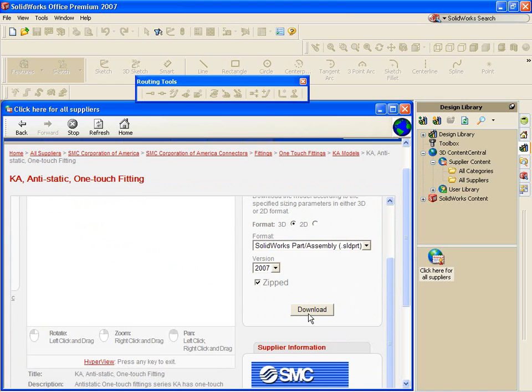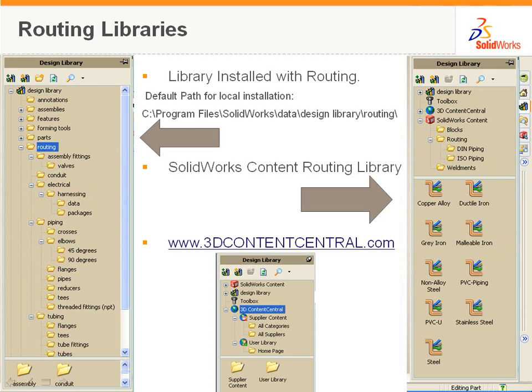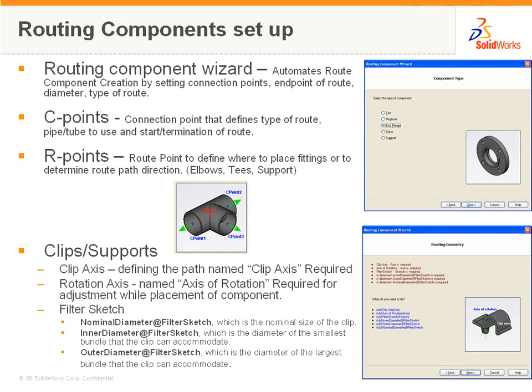I can specify download. Now, no matter how many libraries we have available to us, chances are we're going to wind up downloading some models off of the internet, maybe even some from 3D Content Central, that do not have the necessary items to be used as routing components. Therefore, we're going to wind up needing to create them so that they can be used in routing.